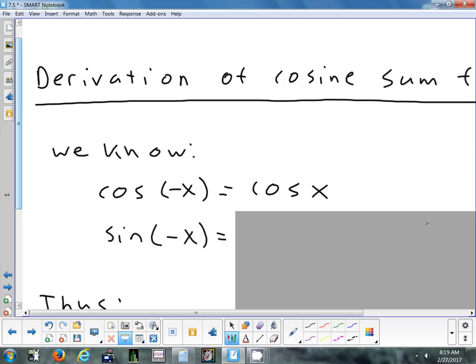And how about this one? Anybody know what the sine of negative x equals? I think there's no way it's going to be the same as the other. Any guess what it'll be if you think it's going to be different?